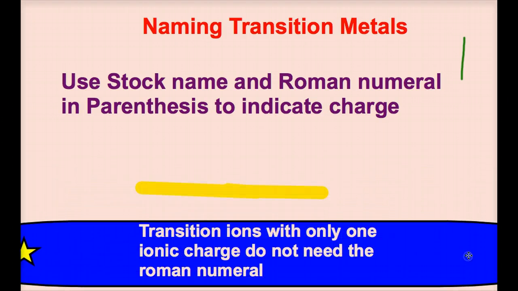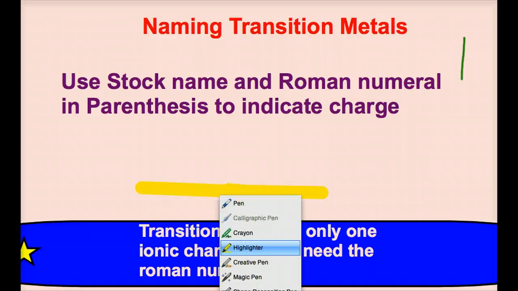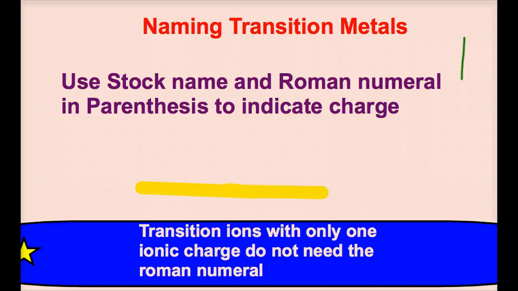The other thing is the transition ions with only one ionic charge do not need the Roman numeral. So if this was, let's say, let's use a pen that you guys can see. If I had Fe plus, I wouldn't have to write iron 1. I would just call it iron. It's implied that it only has one charge.